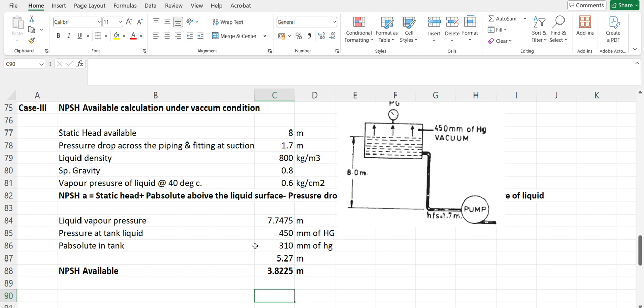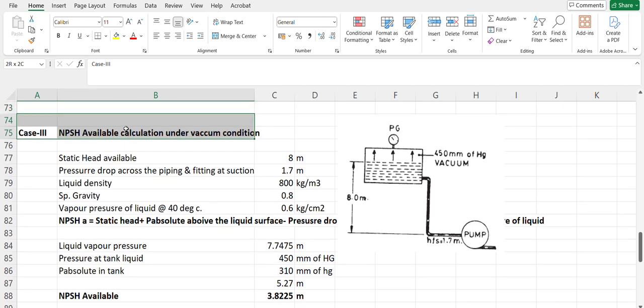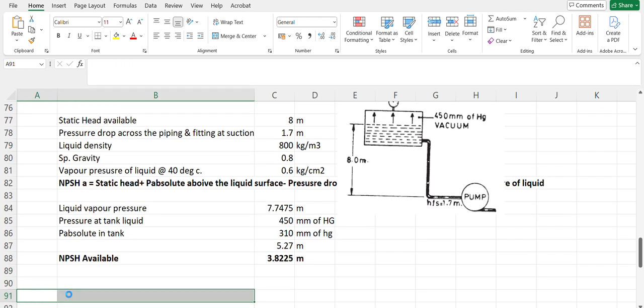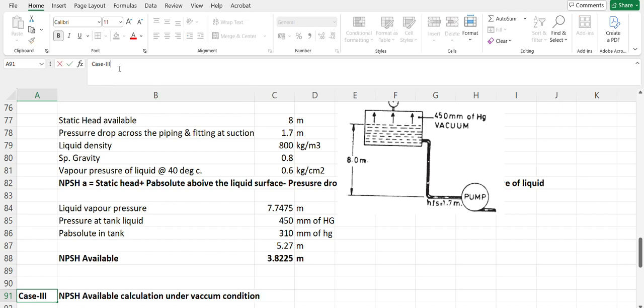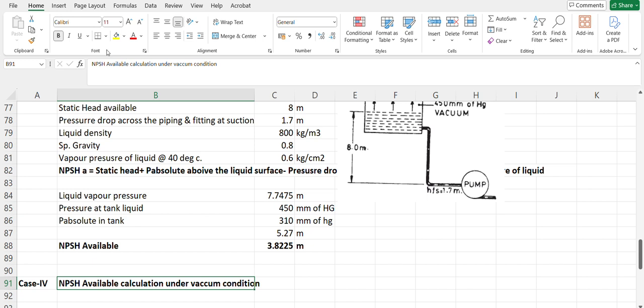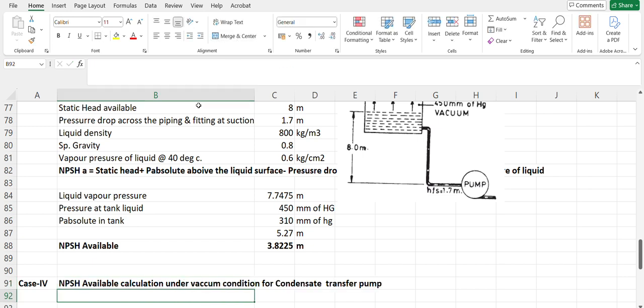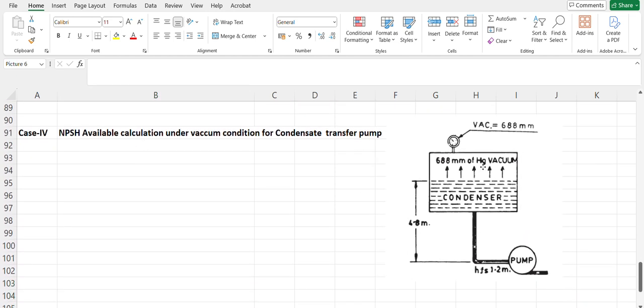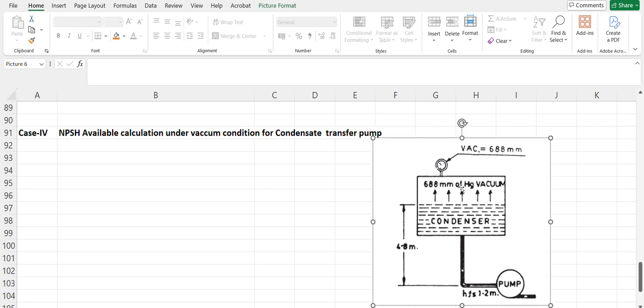So we'll consider another example with the same setup, and there we are using it as a condensate transfer pump. So I can take the example of NPSH available calculation under vacuum for a condensate transfer pump. Okay, so first I'll take the example details here so that we get the idea.